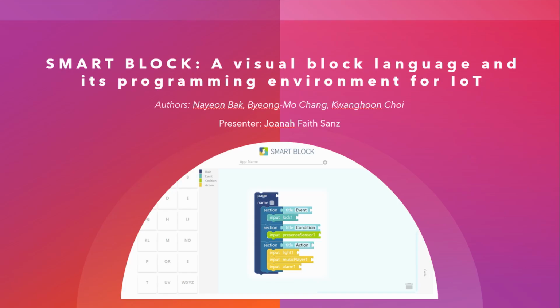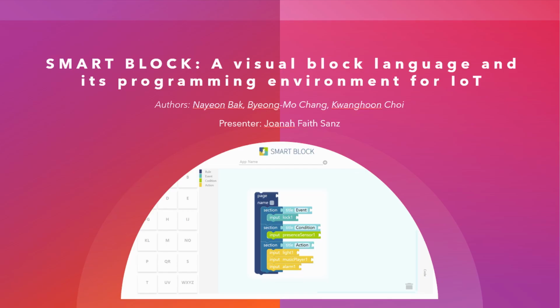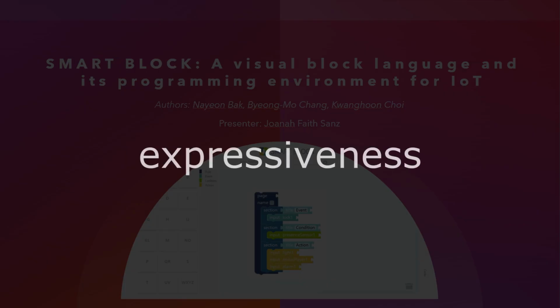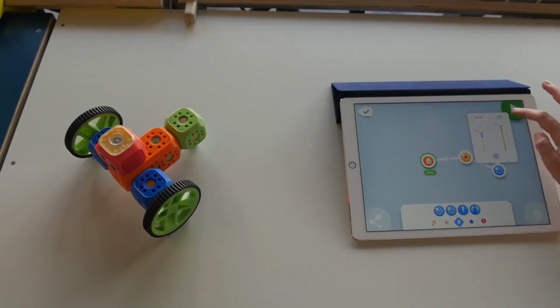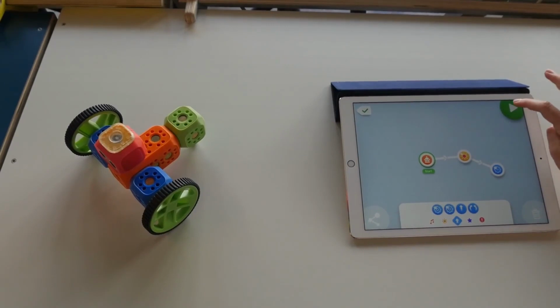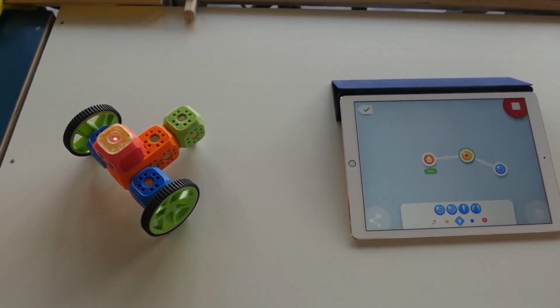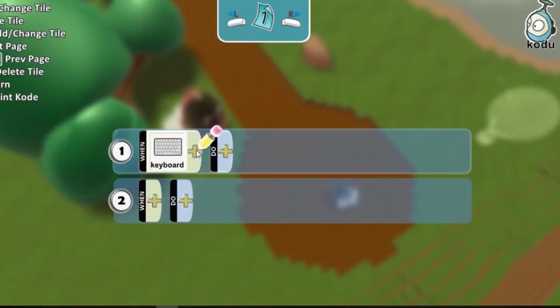This study has designed a visual block language called SmartBlock, built on the SmartThings platform, to automate devices at home. SmartBlock aims to overcome the three usual limitations of visual programming. These are expressiveness, extensibility, and error prevention. First, visual language tools are good for simple programming, but they have limited expressiveness when it comes to writing large IoT applications for home automation.